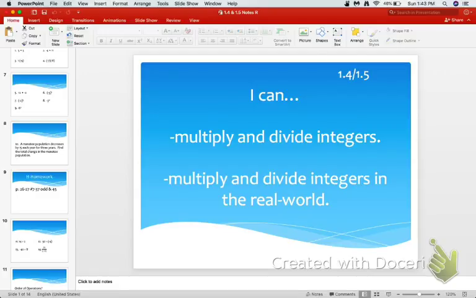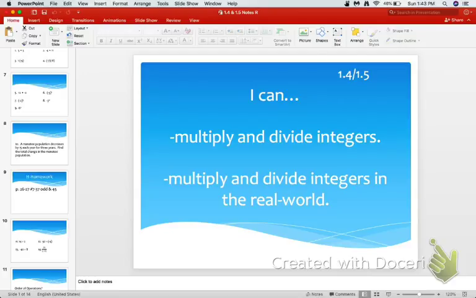It's focusing on the dividing of integers. You've already written these I can statements before. I just wanted to review them real quick. The first one is I can multiply and divide integers. And the second one is I can multiply and divide integers in real world problems.